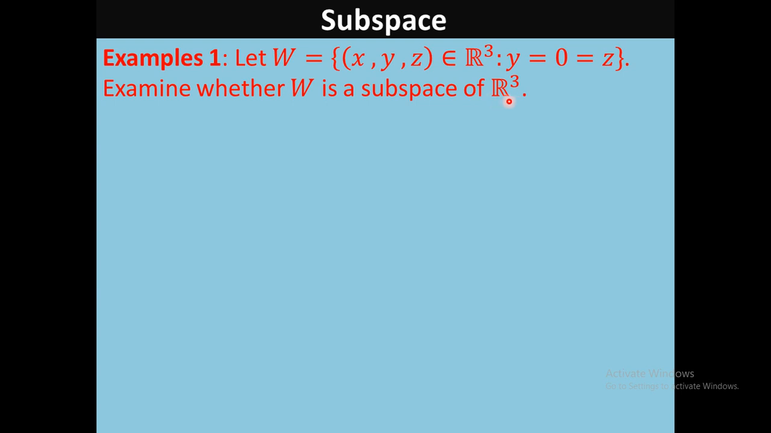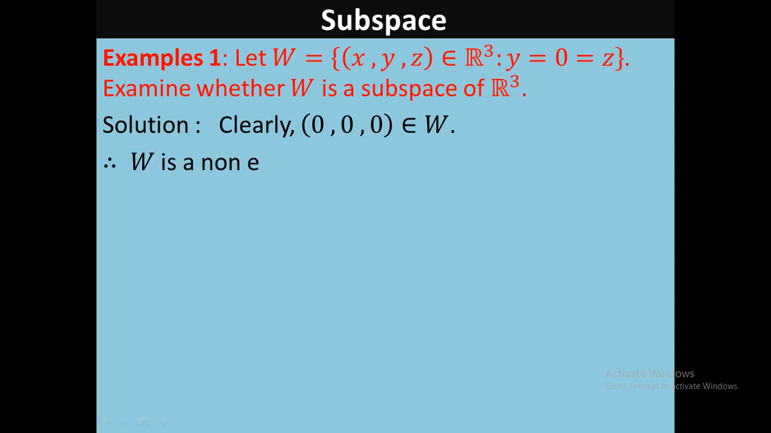We know that R3 is a vector space over the field of real numbers, but we have to show that W is a subspace of R3. For that purpose, at first we show that W is non-empty. Here W is non-empty because (0, 0, 0) is available in W, because the elements in W are such that the second and third components, that is y and z, are separately 0. So this is 0 and this is 0, second and third components, therefore this is an element in W. So we can conclude that W is a non-empty subset of R3.